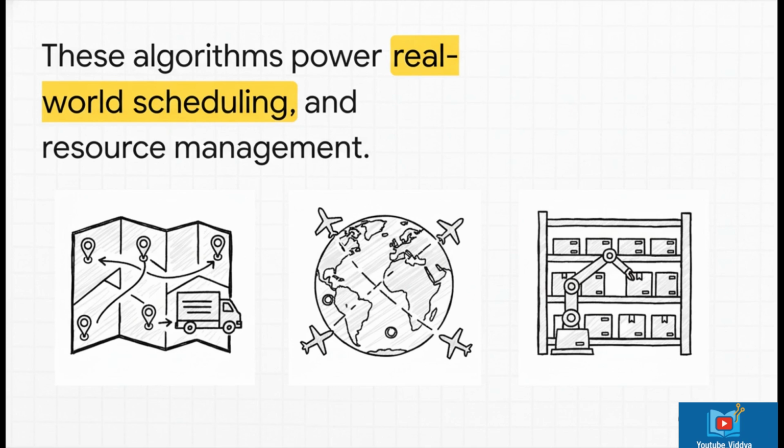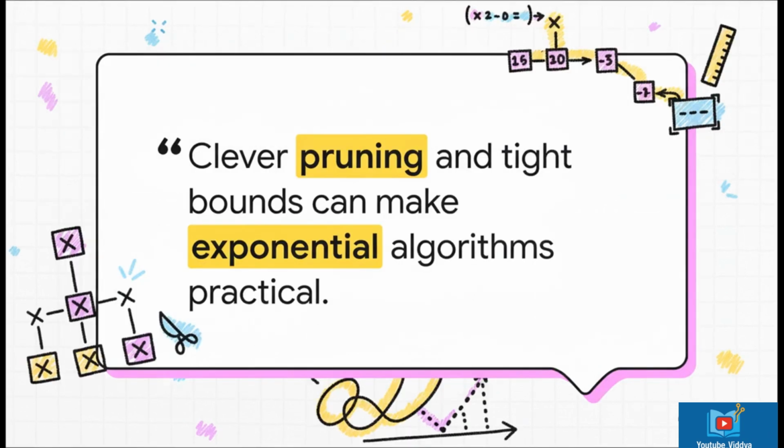And here's the big takeaway, the thing I really want you to remember. In the worst case scenario, yeah, these algorithms can be super slow, but their real power comes from how you implement them. A really clever pruning strategy or a super tight bound. That's what can turn a theoretical, impossibly slow algorithm into a practical tool that actually solves real-world engineering problems.